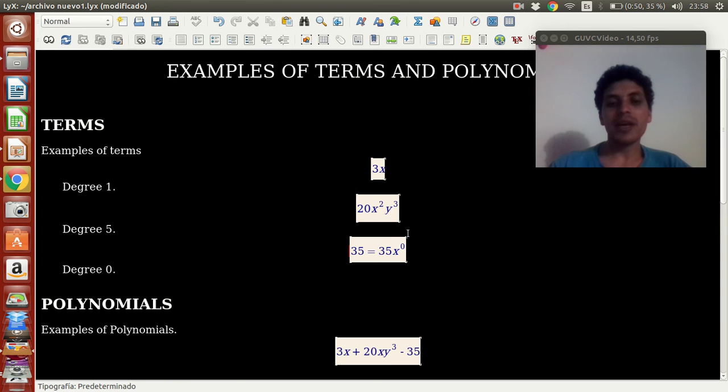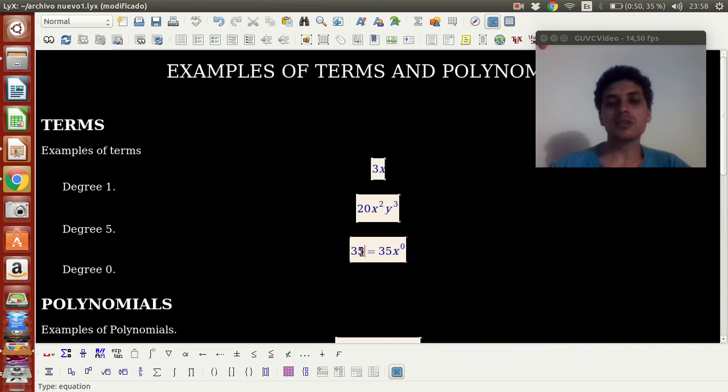And when we have a constant, a number, just 35, you just have to remember that 35 is the same as 35 times x to the 0th power. By the 0th property of exponents, the degree is just 0.